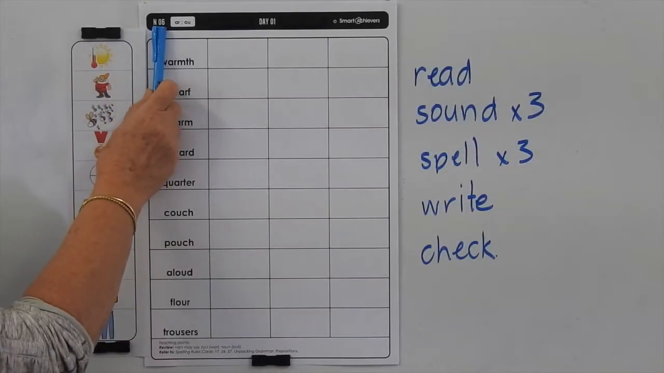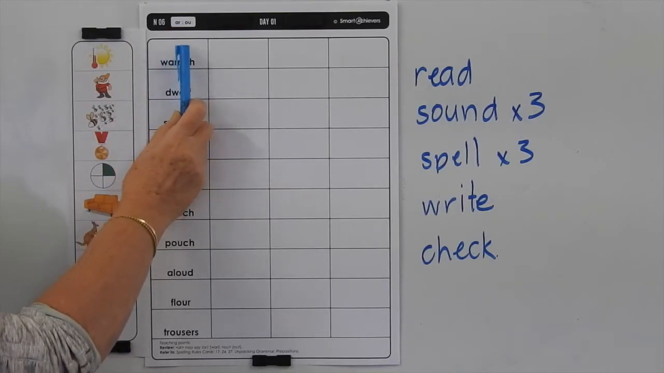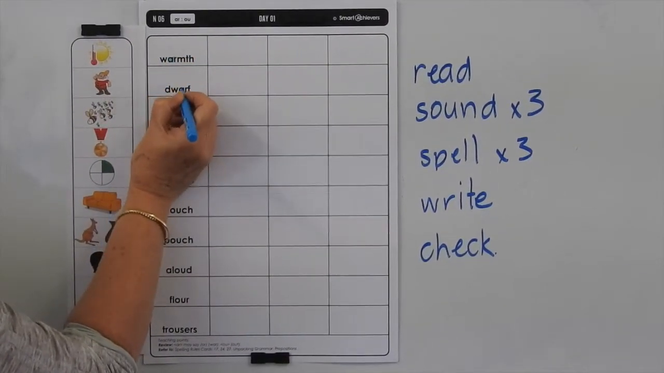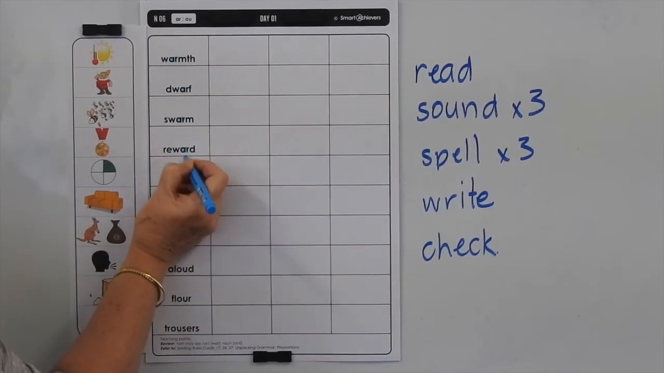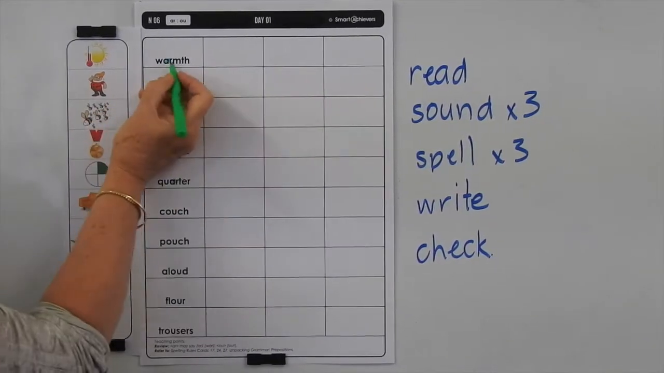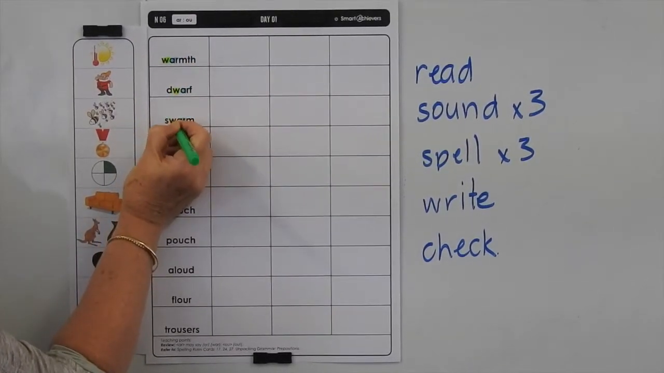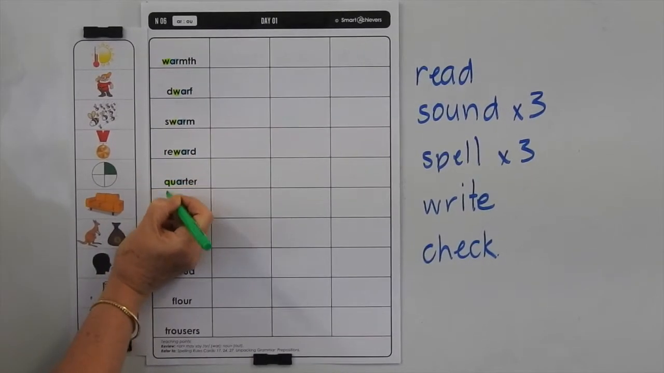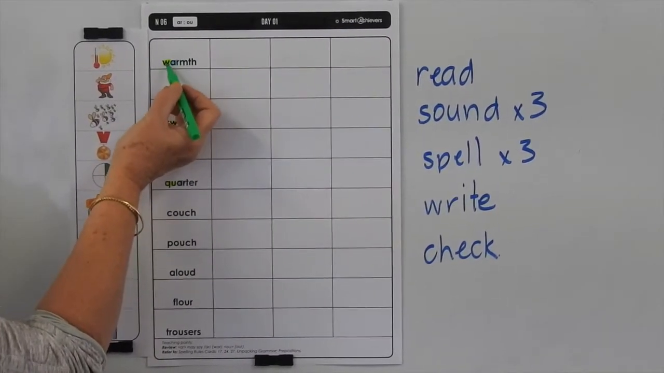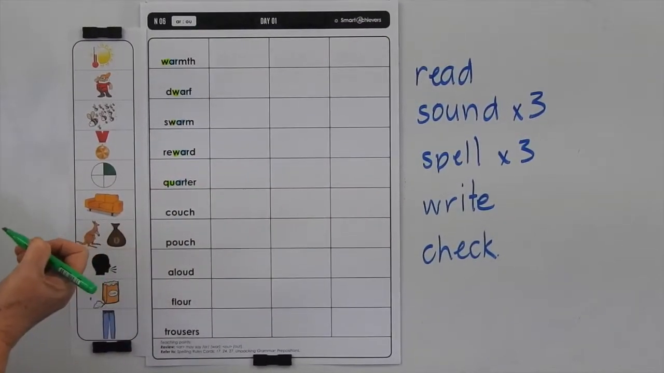This is level N, list 6, and we're doing the day 1 page, and in these words we've got AR making the OR sound and OU making the OW sound. So let's go through and highlight those. So we've got warmth, dwarf, swarm, reward, quarter, change colour, and you will notice that we use AR for the OR sound after a W or a QU, and it would also apply after a WH, like in wharf.